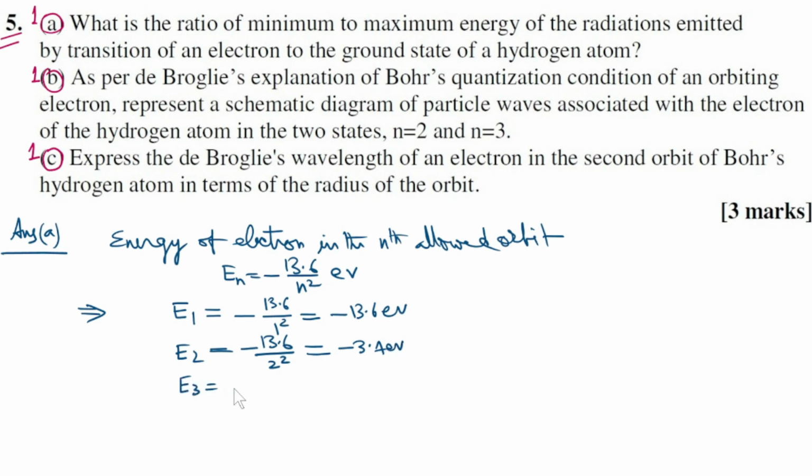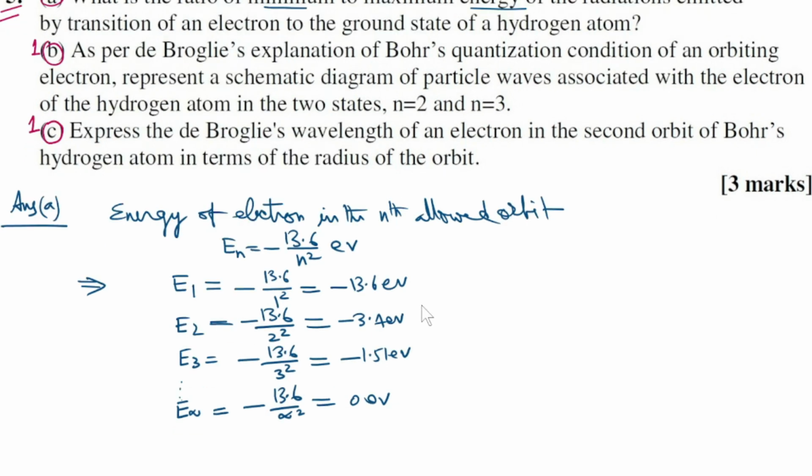E3 equals to minus 13.6 by 3 square equals to minus 1.51 electron volt. Similarly, E infinity should be equals to minus 13.6 upon infinity square, and this is equals to 0 electron volt. Minimum energy will be radiated corresponding to the transition from n equals to 2 to n equals to 1.